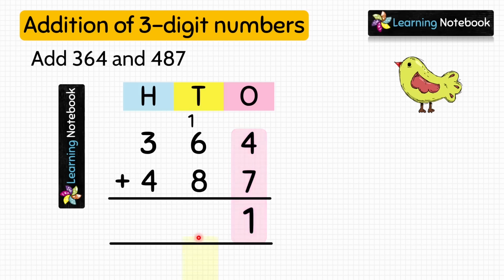Now let's add the digits at tens place. Make sure to add this 1 carry here. So 1 plus 6 equal to 7 and 7 plus 8 equal to 15. Again, 15 is a two-digit number. So let's carry 1 to the hundreds place and write 5 in the answer.